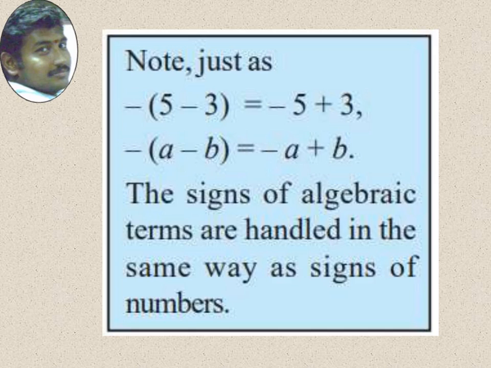Now, just as negative of 5 minus 3 is equal to minus 5 plus 3, negative of a minus b is equal to minus a plus b. That means when you multiply by a negative, the signs inside the expression change. The signs of algebraic terms are handled in the same way as the signs of numbers.